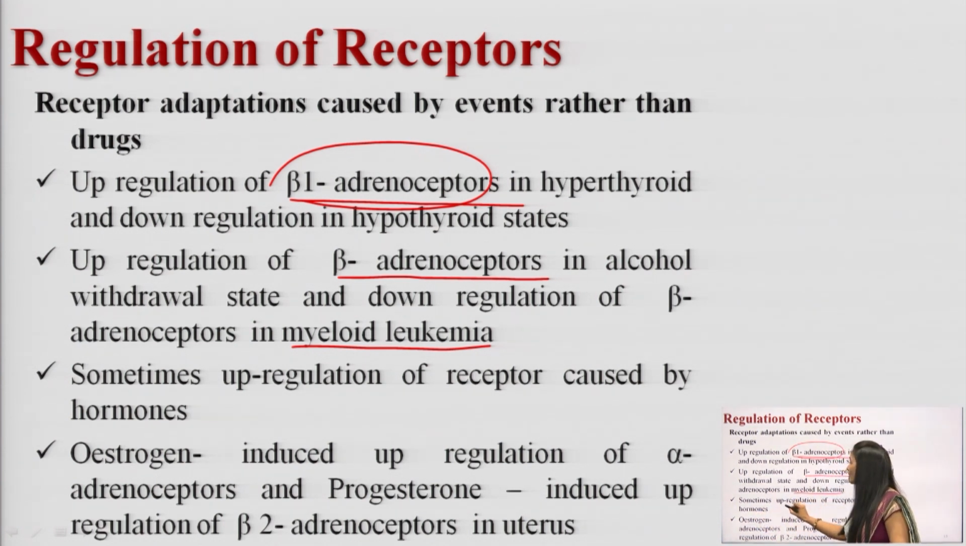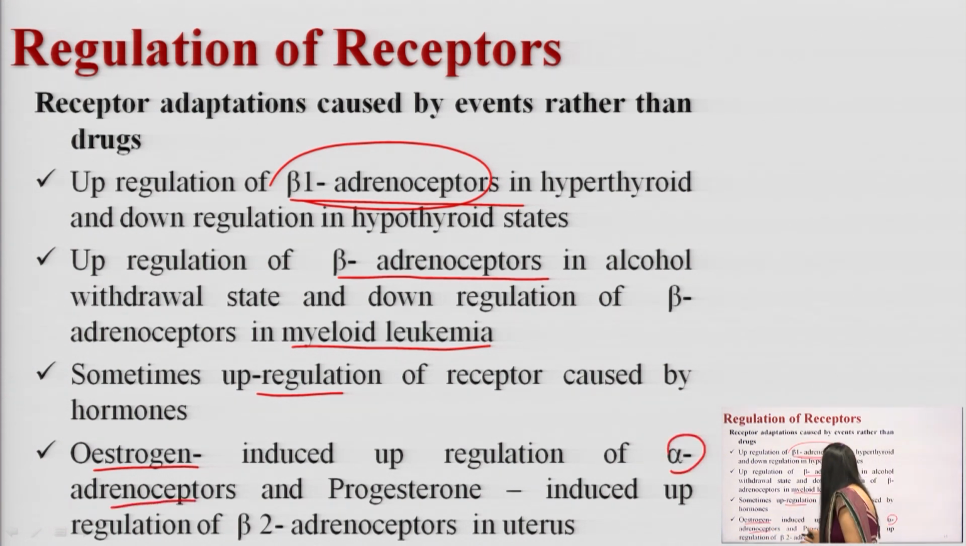Sometimes upward regulation is seen with hormones also. Here I discussed two hormones, estrogen and progesterone. Which type of hormones are these? These are the female sex hormones. Estrogen will induce upregulation of the alpha adrenoreceptor, and progesterone will induce upward regulation of the beta 2 adrenoreceptor in the uterus.